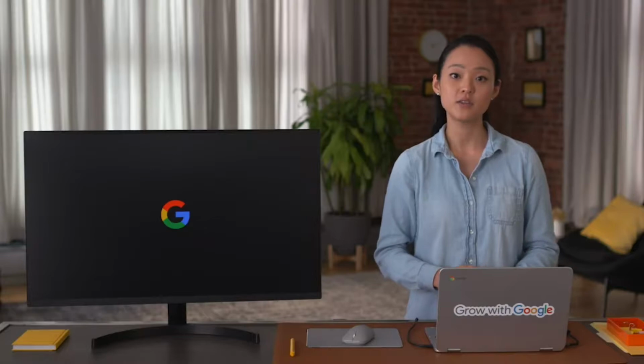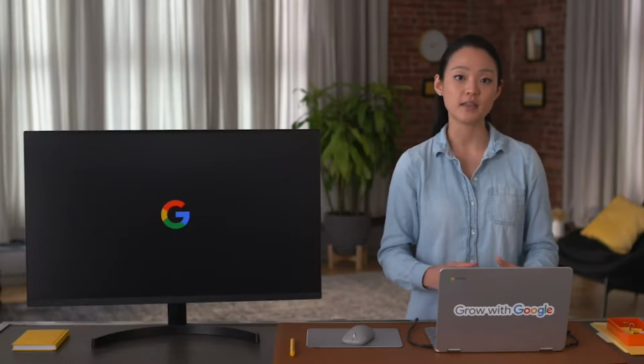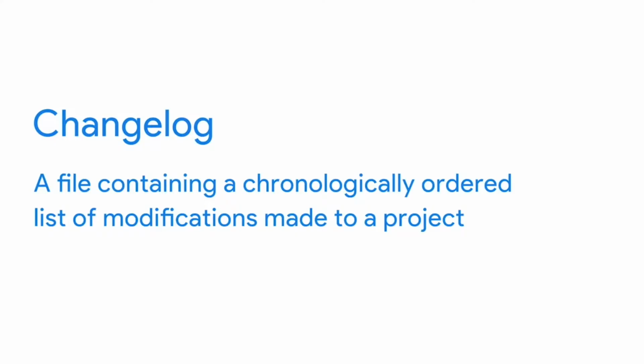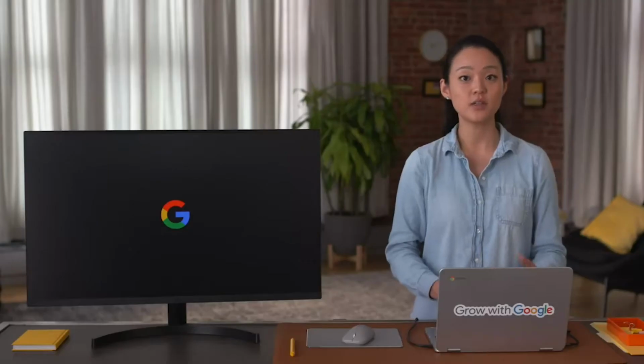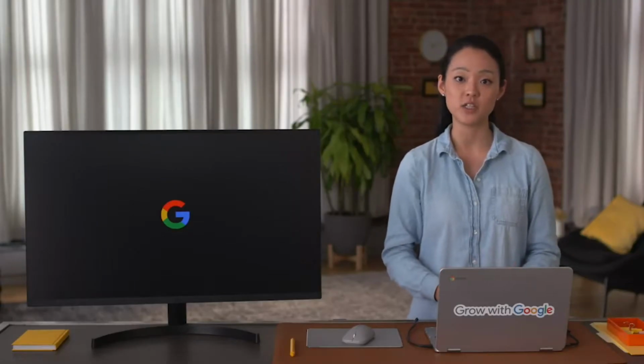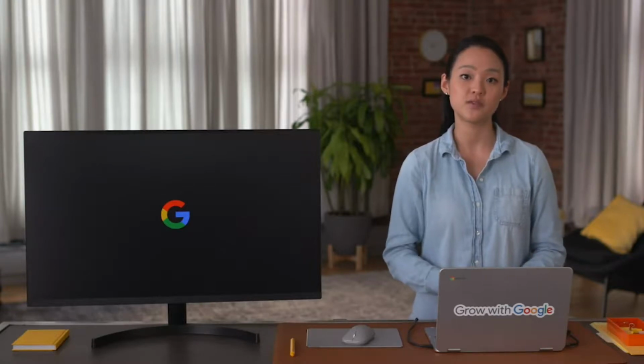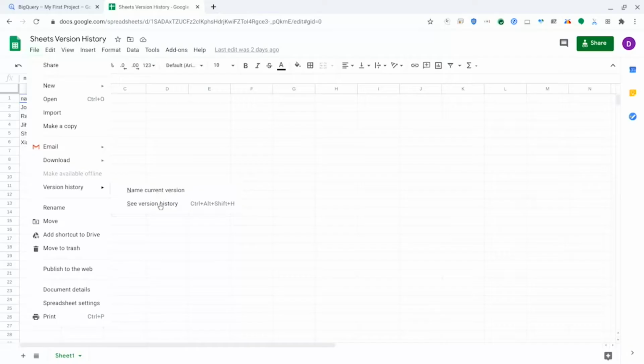Data analysts usually use a changelog to access this information. As a reminder, a changelog is a file containing a chronologically ordered list of modifications made to a project. You can use and view a changelog in spreadsheets and SQL to achieve similar results. Let's start with the spreadsheet.